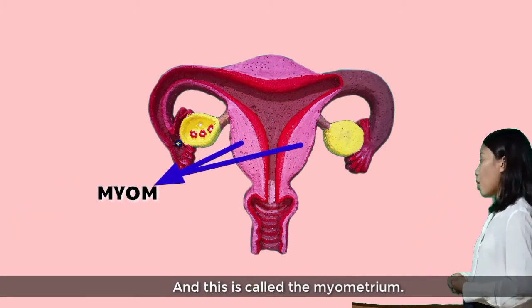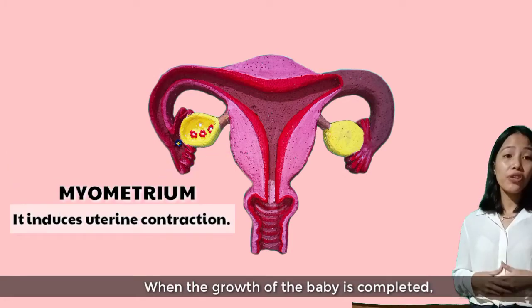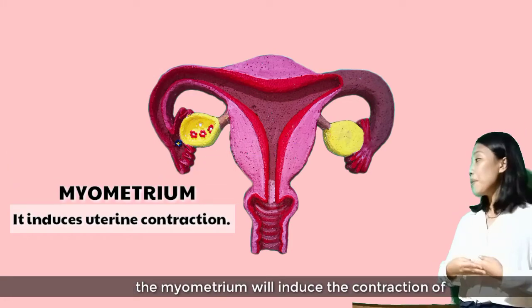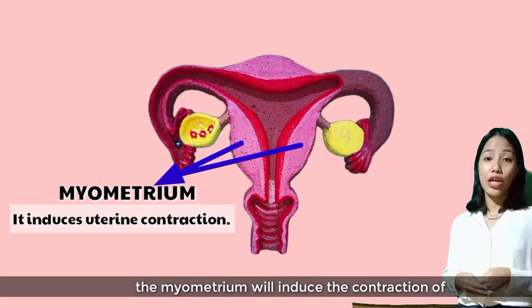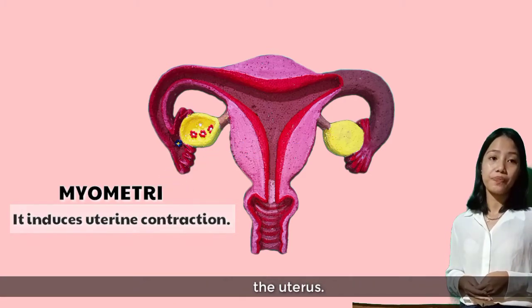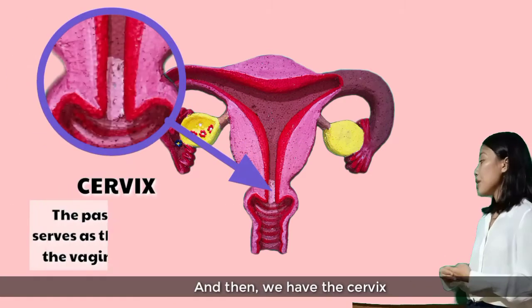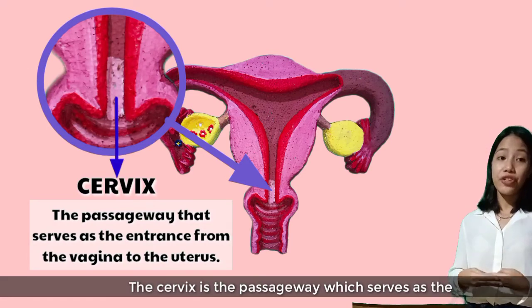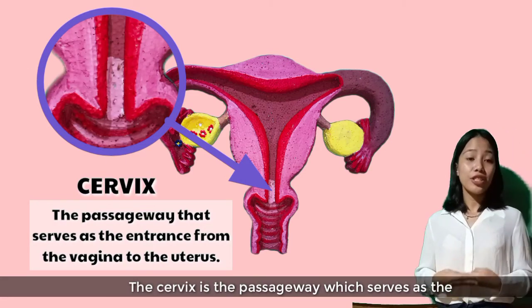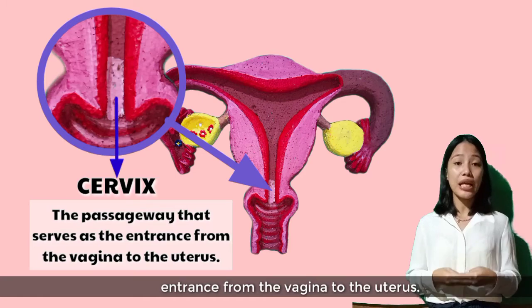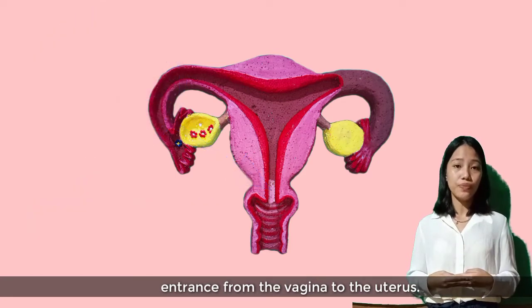And this is called the myometrium. When the growth of the baby is completed, the myometrium will induce the contraction of the uterus. And then we have the cervix. The cervix is the passageway which serves as the entrance from the vagina to the uterus.